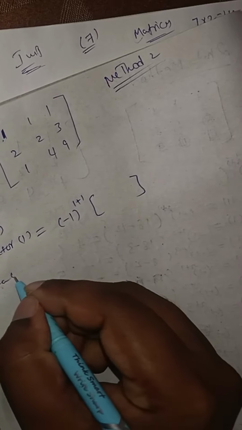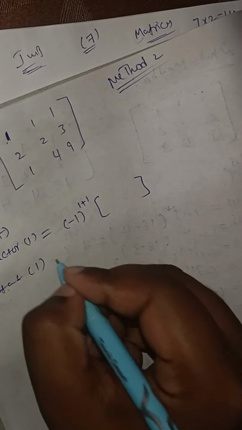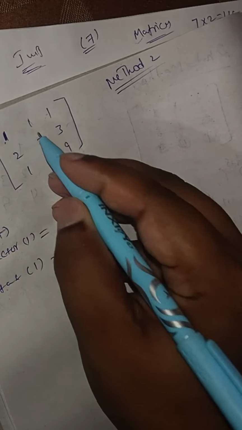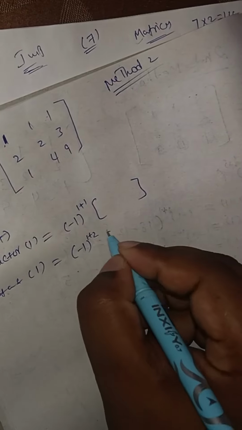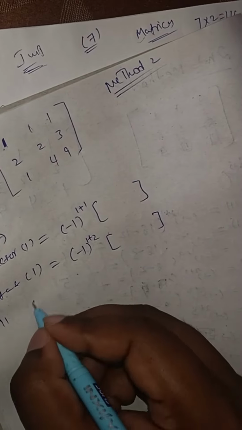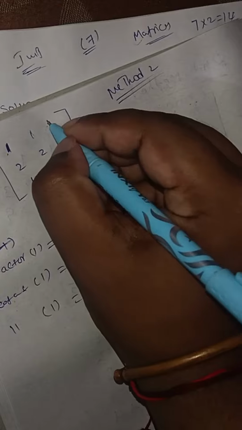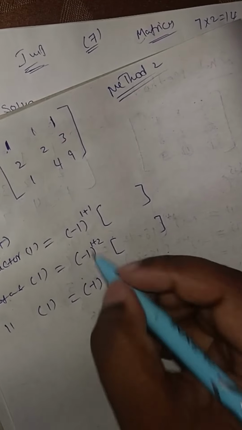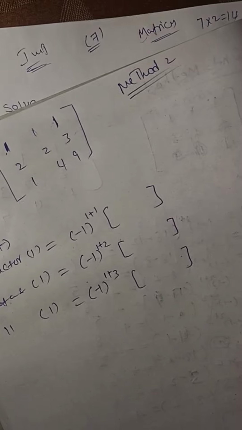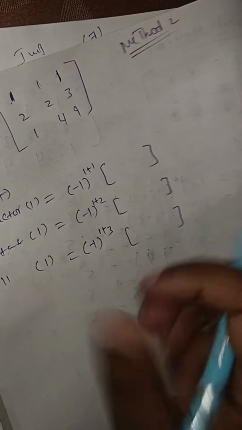Similarly, cofactor for this one: minus 1 power first row second column, 1 plus 2, leave it here. Okay, similarly cofactor for this one: minus 1 power first row third column, leave it here. Okay, I'll tell you later why I'm leaving it here.